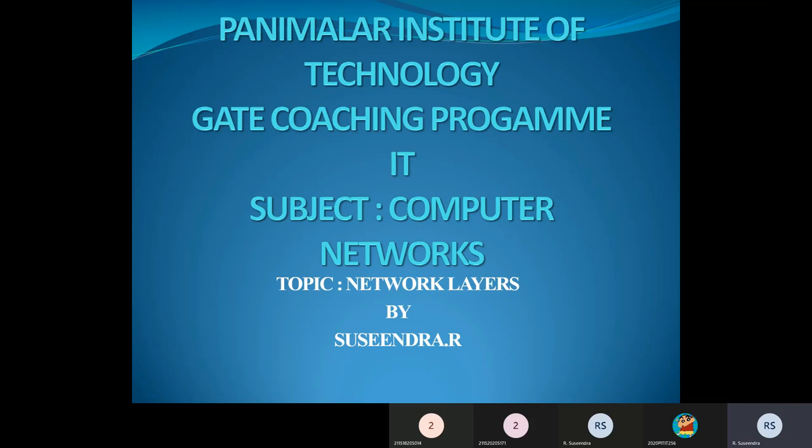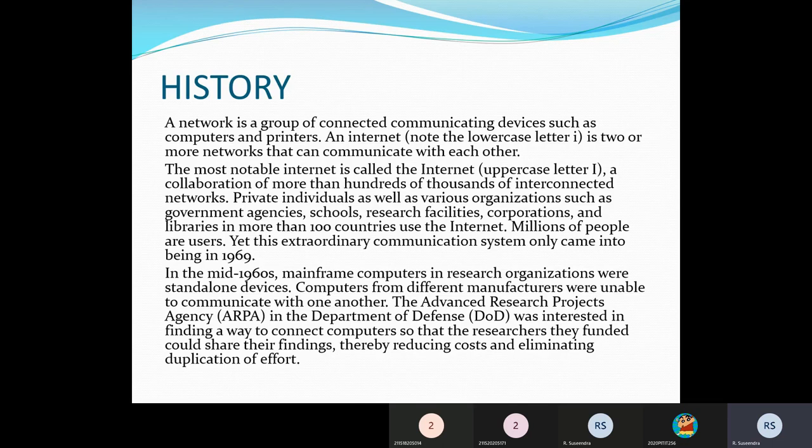As I said, today we are going to see the topic computer network. In that, we are going to see what the things in the input layers are and what technologies are being used in the network layers. So we are going to discuss and know about these topics. Firstly, we are going to see the history of the network.